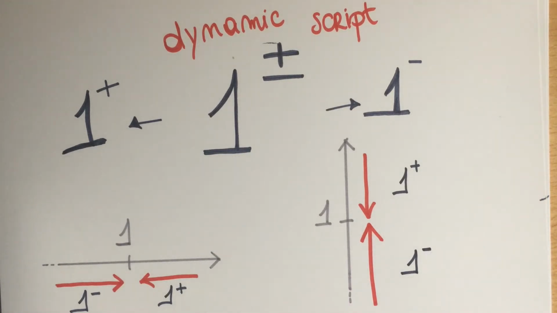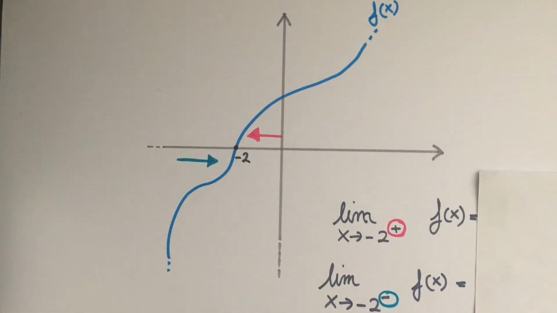In a nutshell, the dynamic scripts, that are all the scripts that we have written on this little piece of paper, are used to describe how a point is being approached. And the dynamic notation is widely used when we are dealing with limits because they are themselves described as movement on a plane. Let's now make an example on the applicability of the dynamic script with limits.